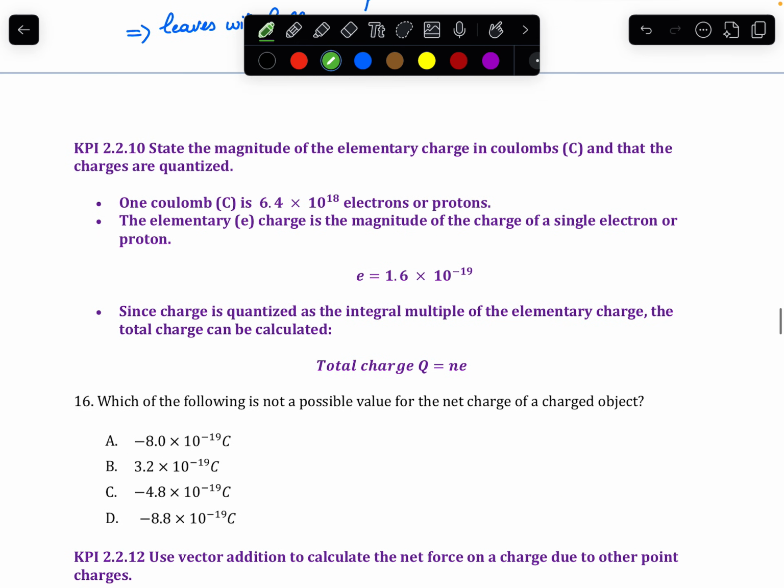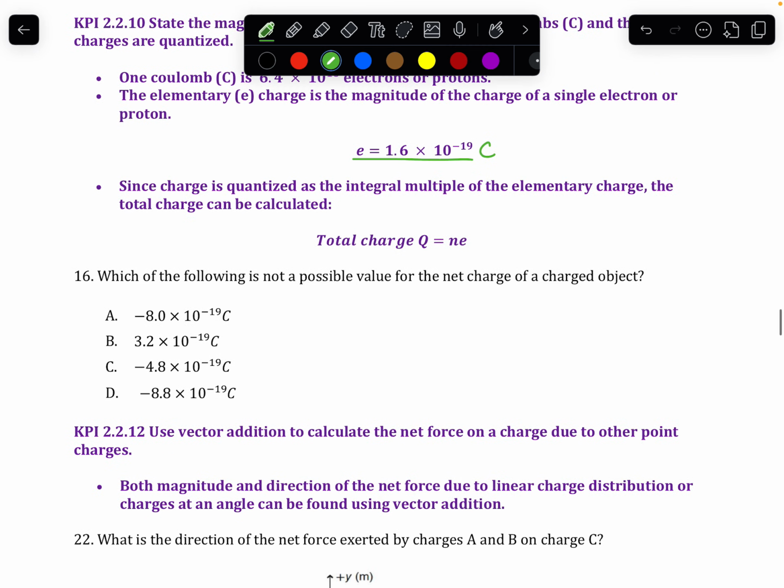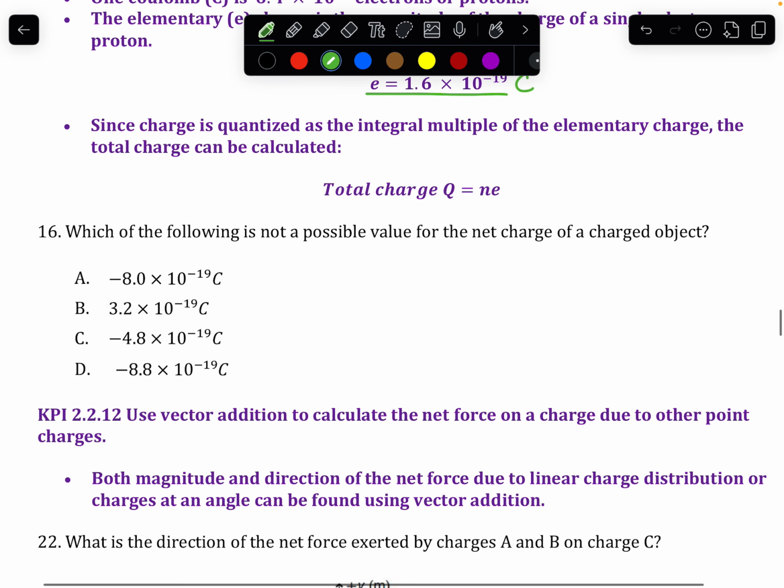Continuing, state the magnitude of the elementary charge. So the elementary charge is the charge of one electron, and the total charge is always a multiple of this elementary charge. Question number 16, which of the following is not a possible value? Not possible value, this means it doesn't follow this rule.